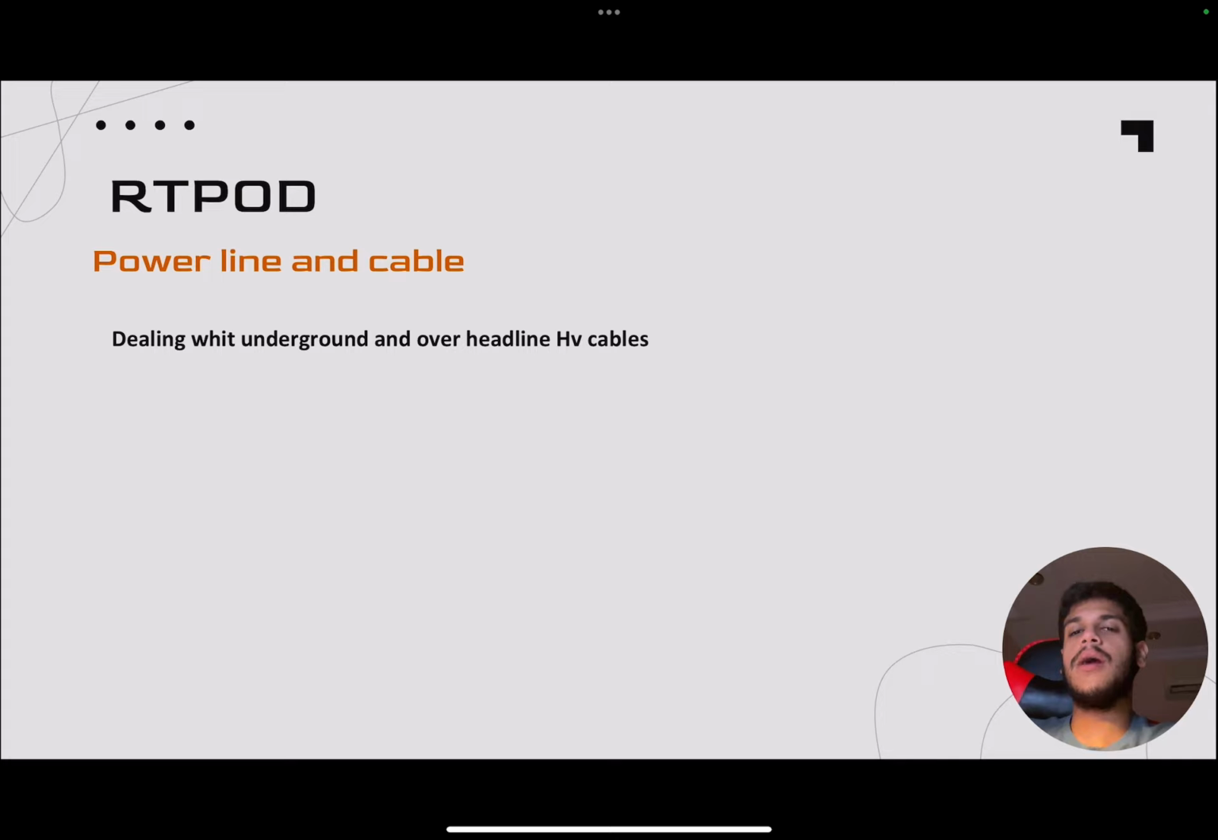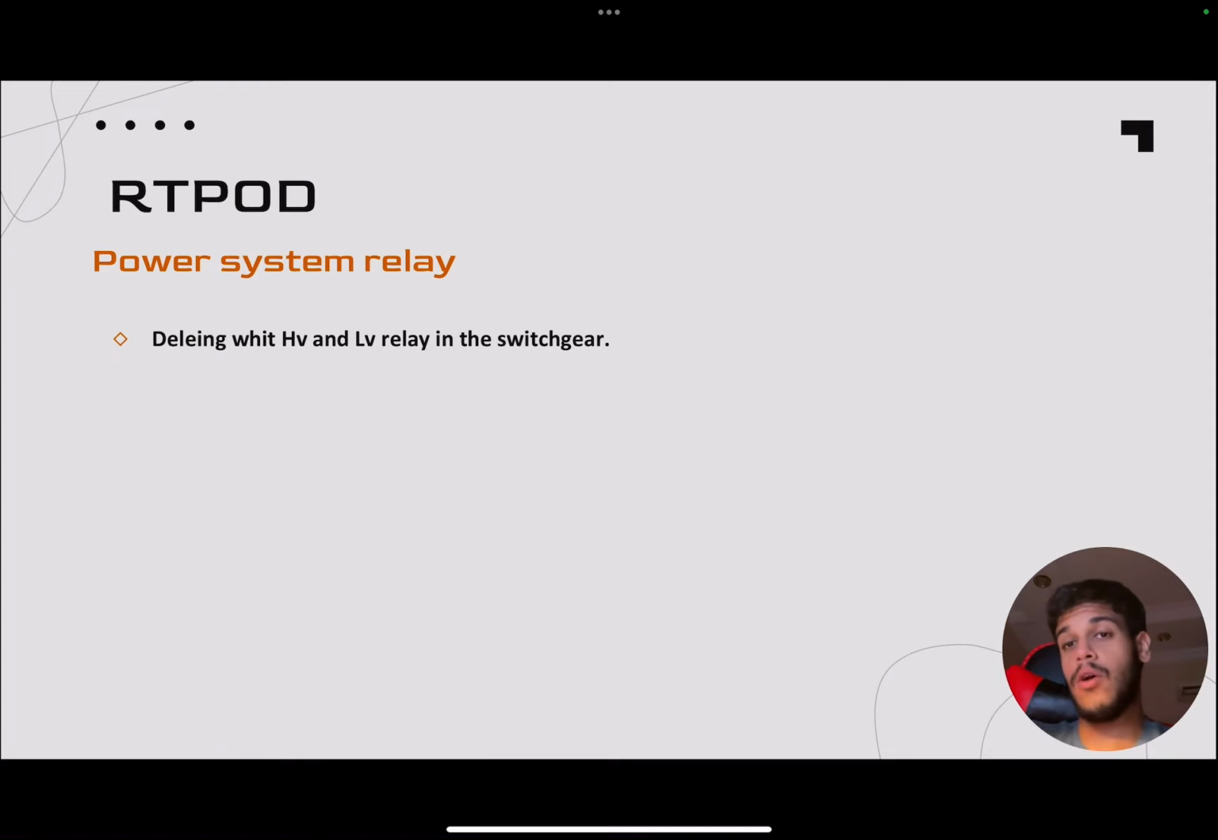The power line and cable unit deals with underground or overhead high voltage lines and cables, whether transmission or distribution cable. They are the technical unit for it. The power system relay unit deals with the high voltage and low voltage relays and the switch gear, whether it is calibration, fixing, changing, etc.